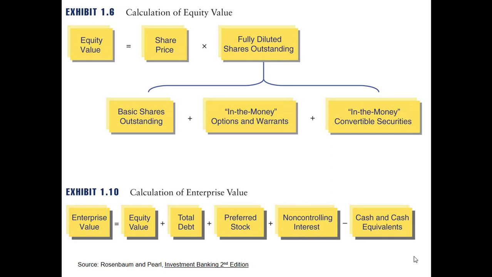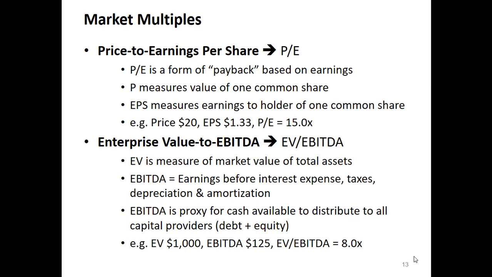cash and cash equivalents. Let's take a look at the two most common multiples you'll come across, price to earnings and EV to EBITDA. You can think of price to earnings as a form of payback, where earnings per share is the annual payback. The price in the numerator is the value of one common share where it is trading today.